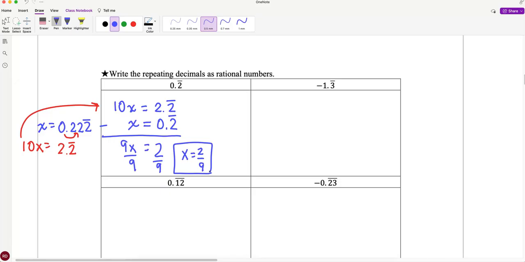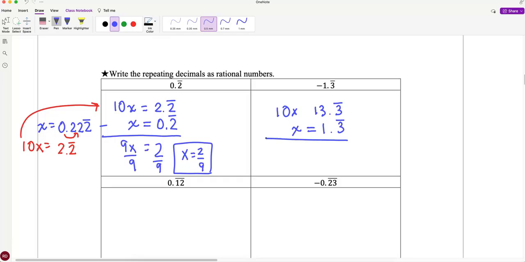x equals negative 1.3 repeat. So I'm going to do the same thing. x equals, okay, I'm going to save the negative, just leave it off the side. Let's just work with it as a positive. So 1.3 repeat, okay? If I multiply this by 10, the decimal moves one place to the right, and I get 13.3 repeat.